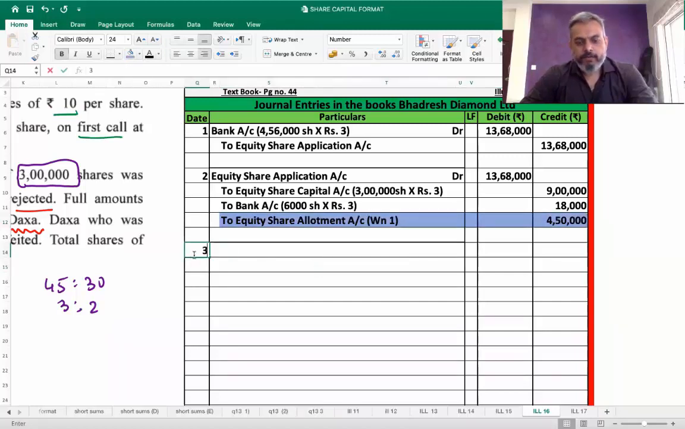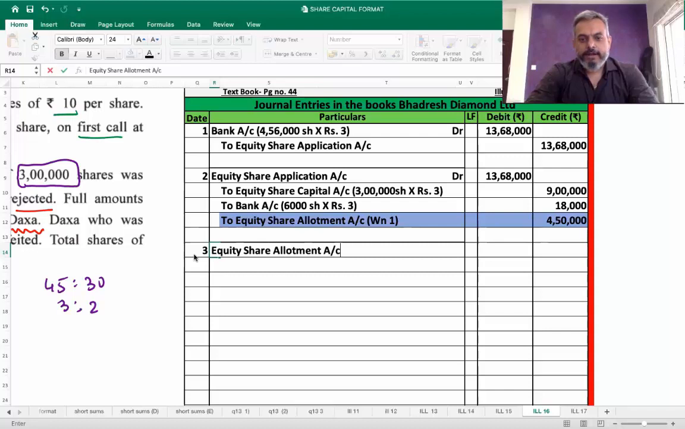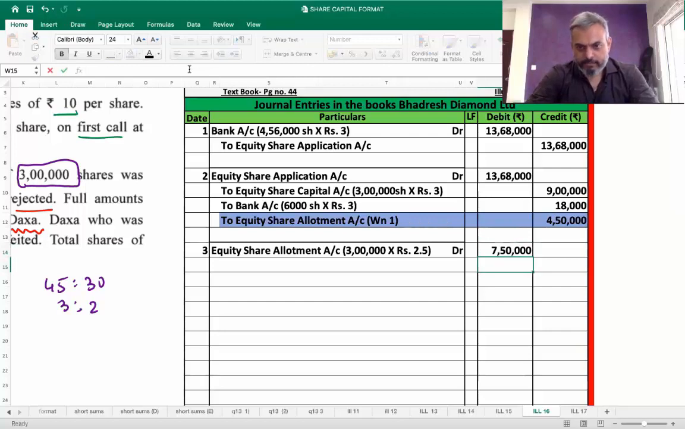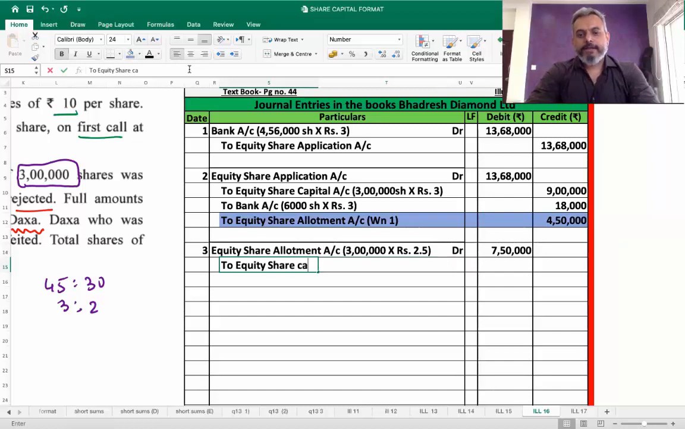Now, third, we are calling the allotment amount. Equity share allotment account debit, number of shares 3 lakh into rupees 2.5, 7,50,000, to equity share capital account.